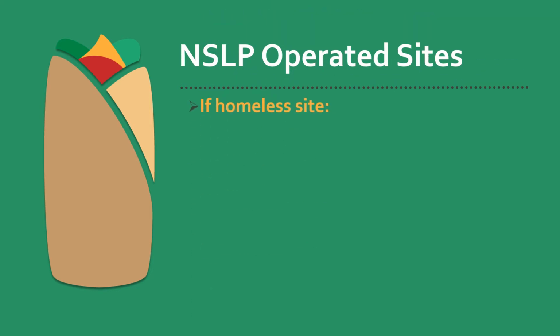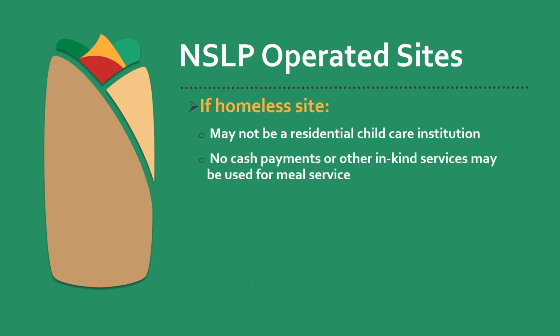If the site is a homeless site, information demonstrating the site is not a residential child care institution, a description of the method used to ensure that no cash payments or other in-kind services are used for meal service, and certification that the site only claims meals served to children are also required.